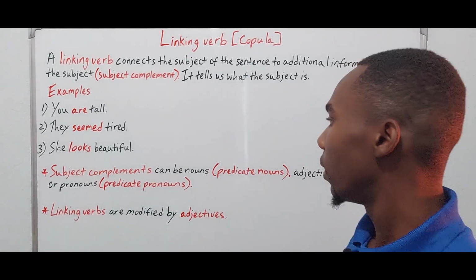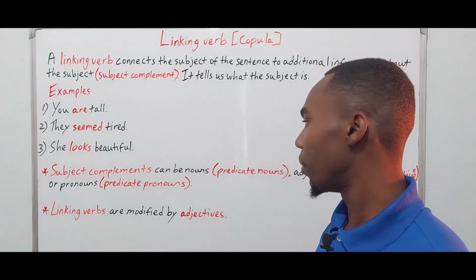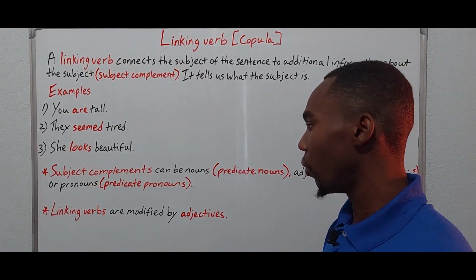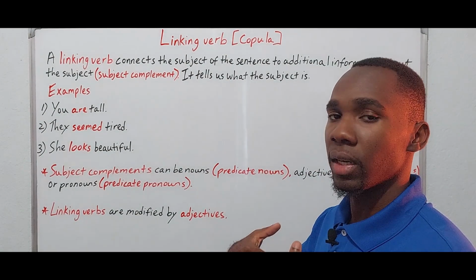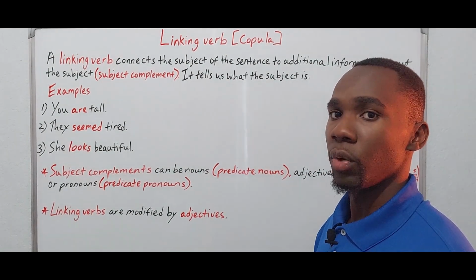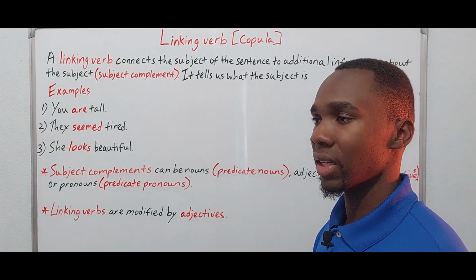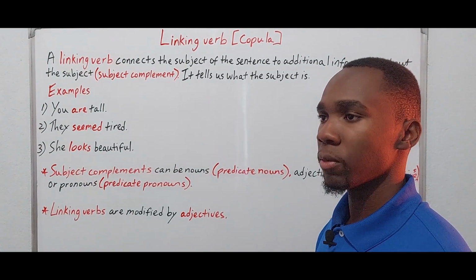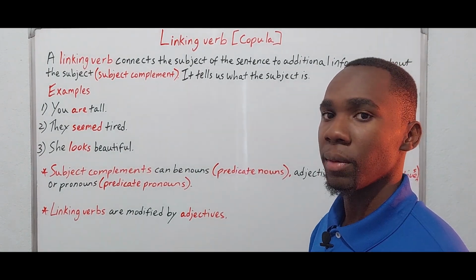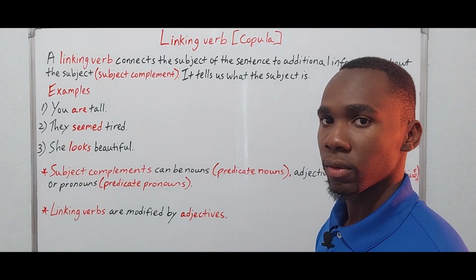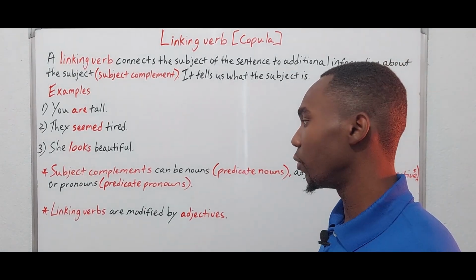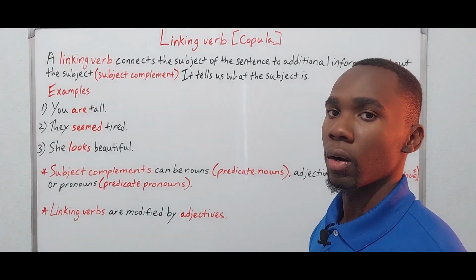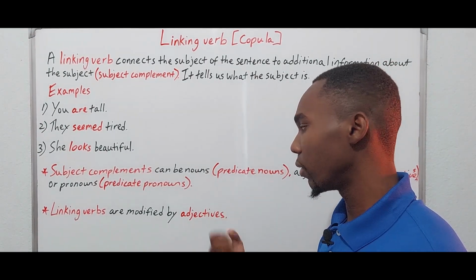Okay? And linking verbs are modified by adjectives. So when we want to describe a linking verb, we are going to use an adjective, not an adverb. Adverbs are going to be used when we want to describe action verbs. But for linking verbs, if you want to describe them, we use adjectives.